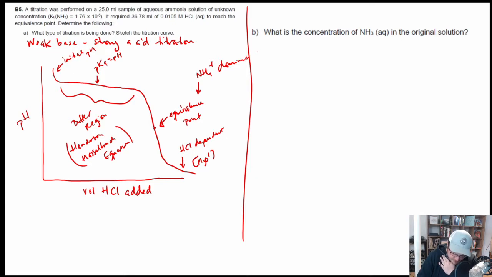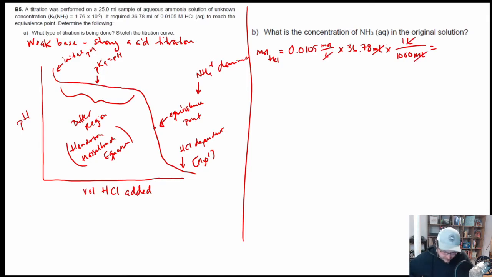First things first, calculate the number of moles of HCl, and that's simply going to be the concentration, 0.0105 moles per liter, times the volume. That's given in milliliters, so I'm going to convert it into liters real quick. So that's 36.78 milliliters times 1 liter for every 1,000 milliliters. Milliliters cancel, liters cancel, and we're only left with moles.